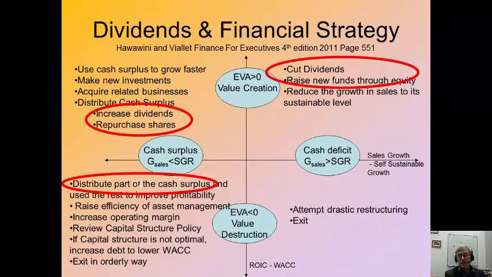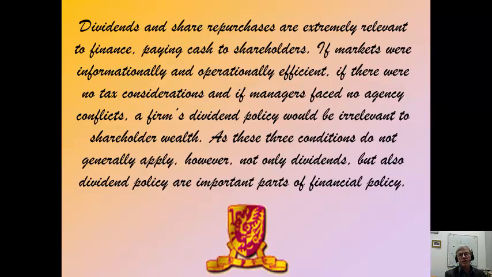And if the firm is creating value and is in cash deficit, then it should cut the dividends and raise new funds through equity. This financial strategy matrix emphasizes that dividends are not irrelevant. Dividends and share repurchases are extremely relevant to finance, paying cash to shareholders. If markets were informationally and operationally efficient, if there were no tax considerations, and if managers faced no agency conflicts, then a firm's dividend policy would be irrelevant to shareholder wealth. As these three conditions do not generally apply, however, not only dividends, but also dividend policy are important parts of financial policy.